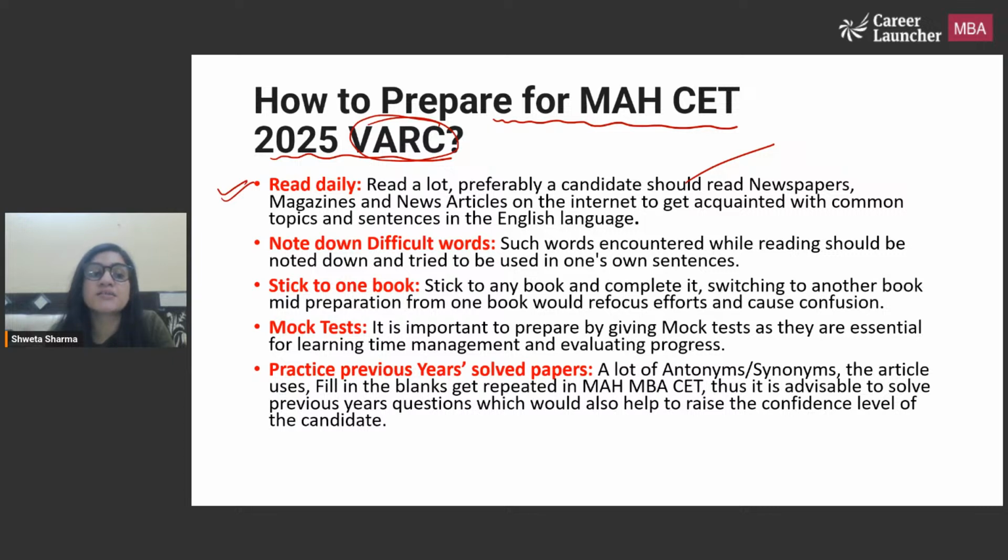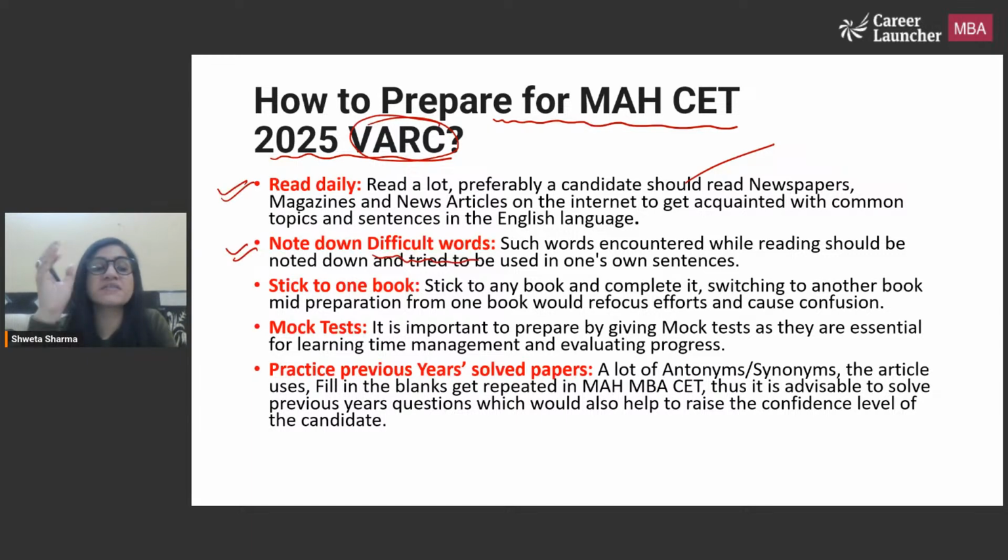So reading daily, sticking to the habit of reading daily, not just the newspapers, but also the articles you read, also the books you're following, the apps you're following. It's very important. Then note down difficult words. Of course, building on vocabulary is equally important.